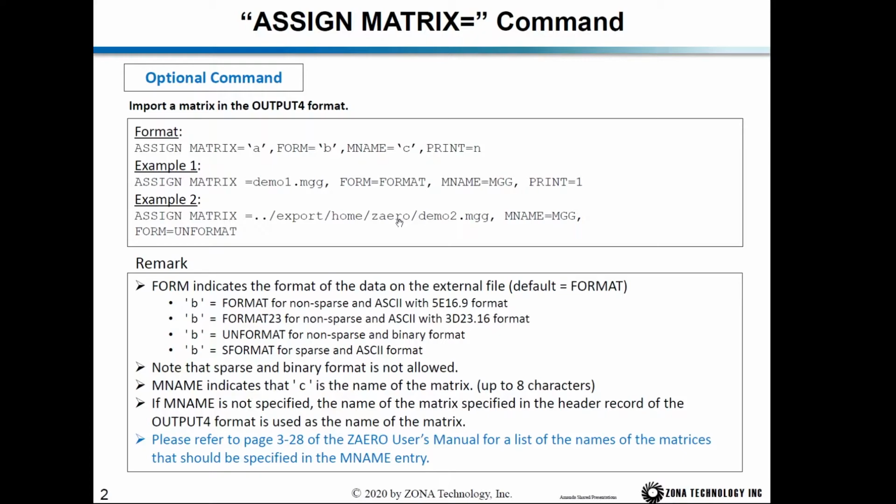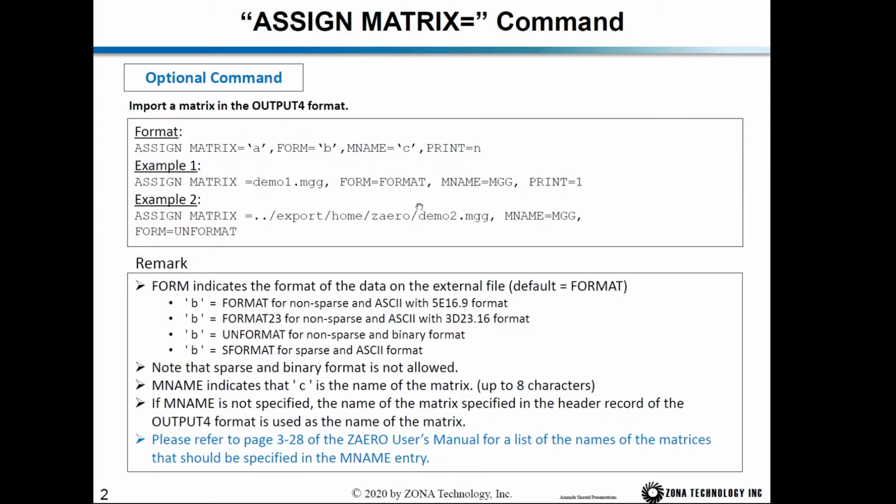You use this command to import a matrix in the output for format. The output for format is a standard format of NASTRAN to store a matrix. Okay, and again, you specify assign matrix equals the file name. You have an option called form, and you have an entry called mname, and you can specify print.